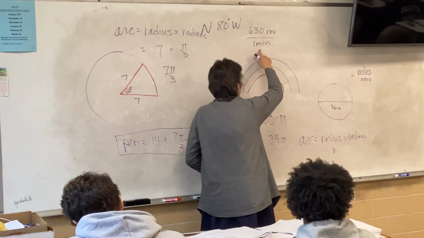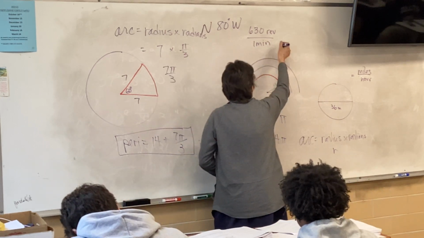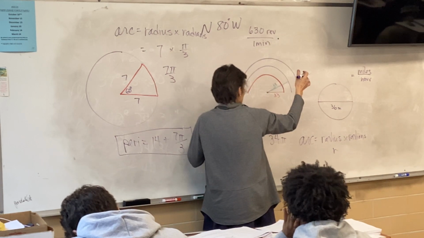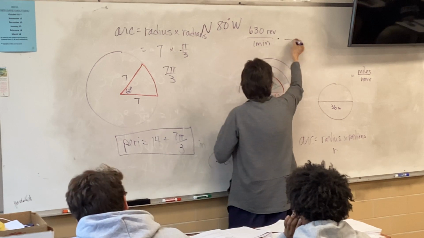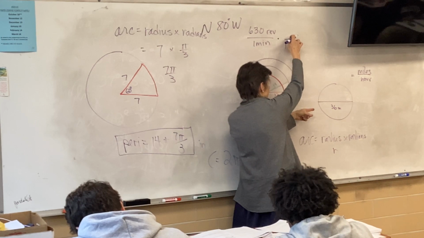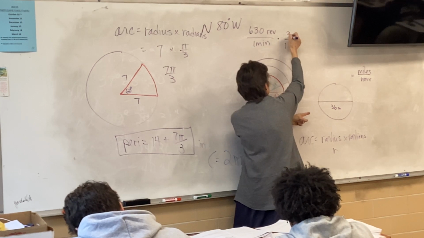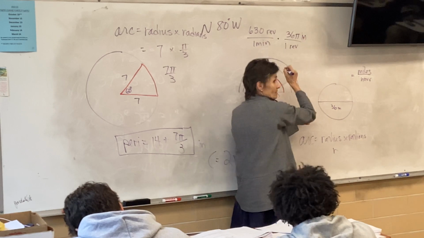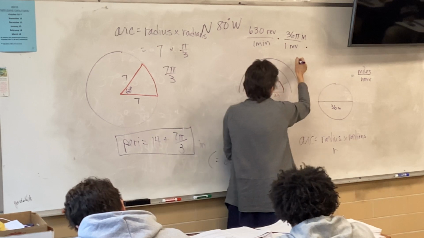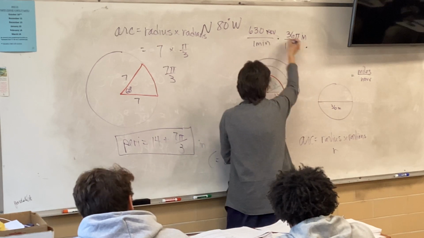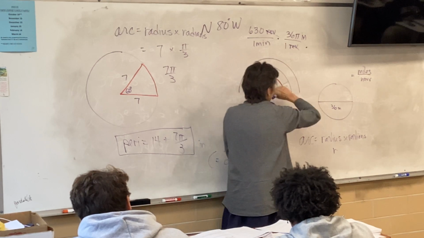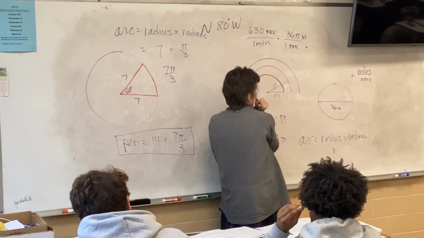We gotta get from revolutions per minute to miles per hour. So we just got done talking about that a circumference is a revolution. So what's a circumference for this thing? 36 pi inches. 2 pi r, 36 pi inches. All right, so now I'm in inches per minute. I gotta get to miles per hour. So what should I multiply now?